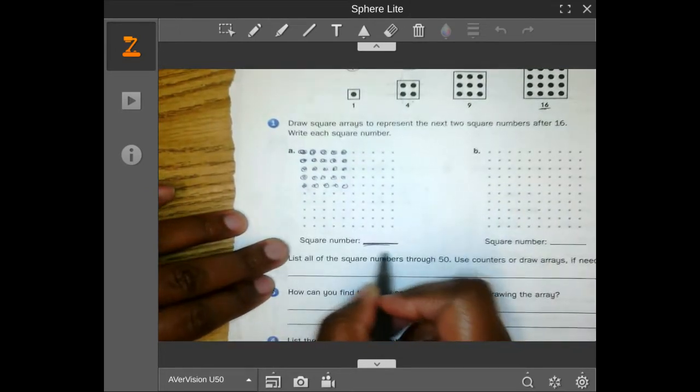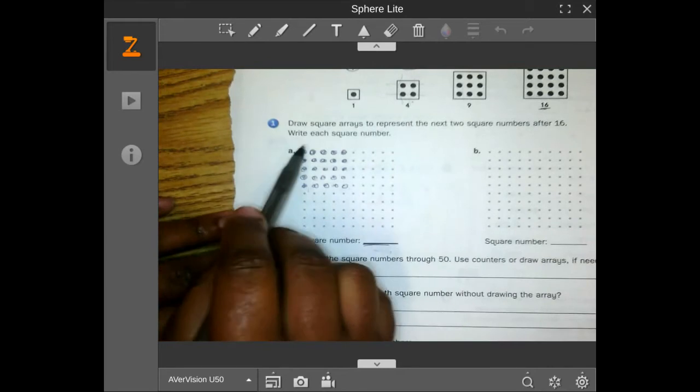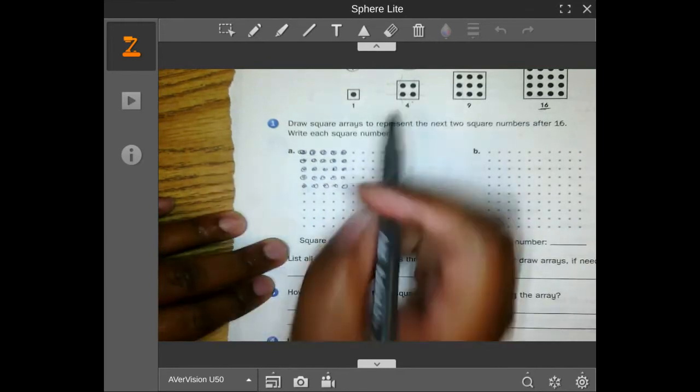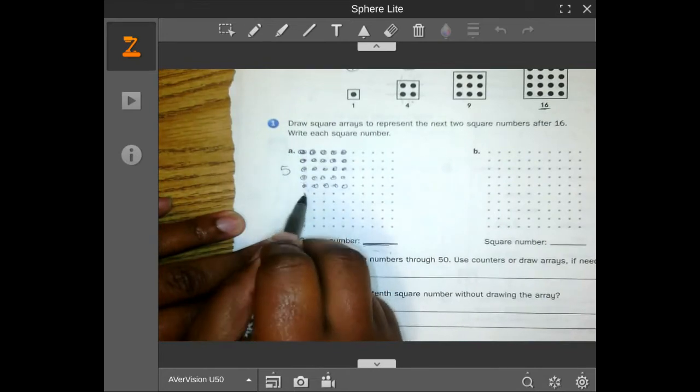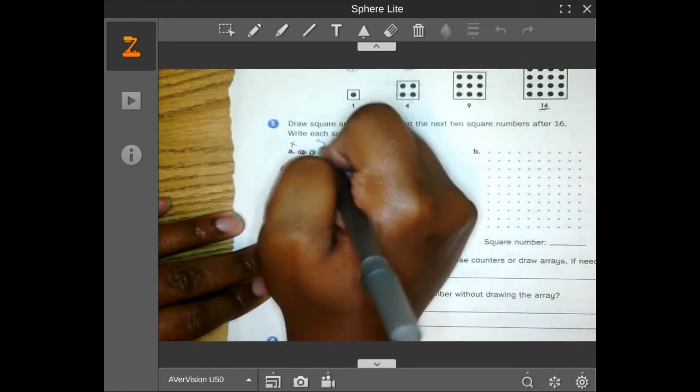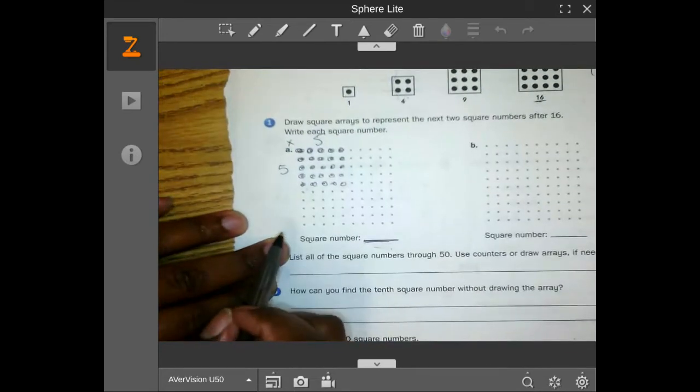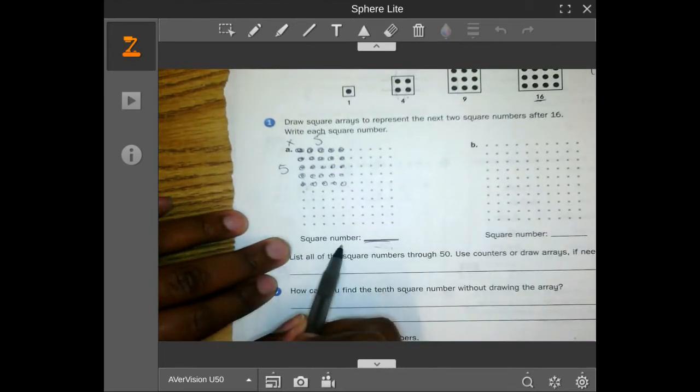So there are 2 different ways we can get this square number. We can count each little dot, or we can multiply 5 times 5, because 1, 2, 3, 4, 5 times 5. So 2 different ways to solve for this square number.